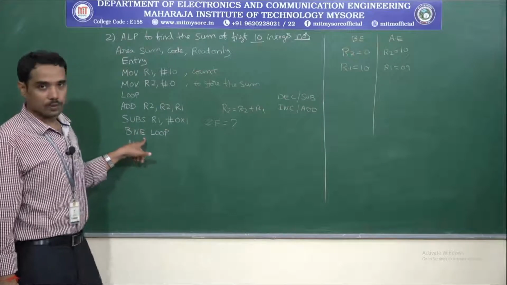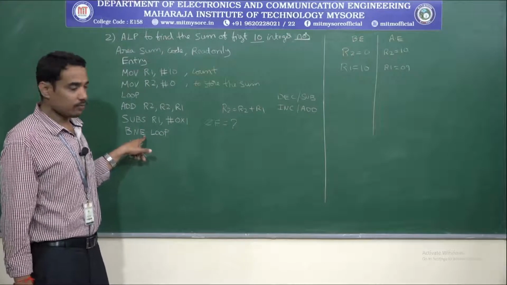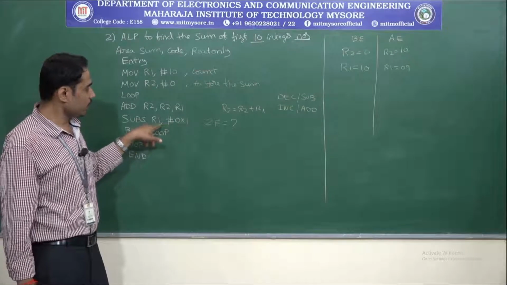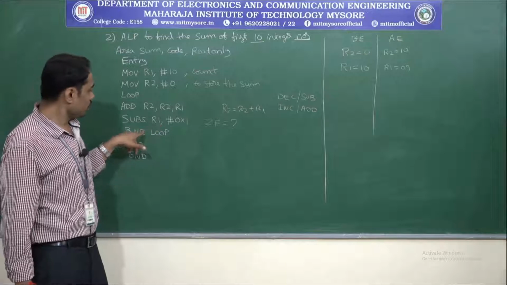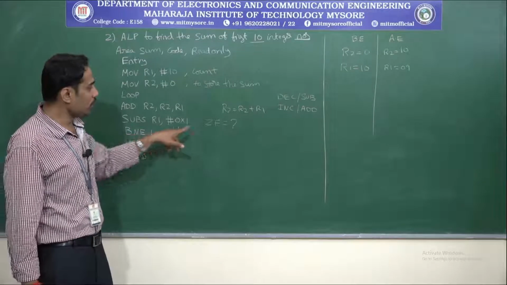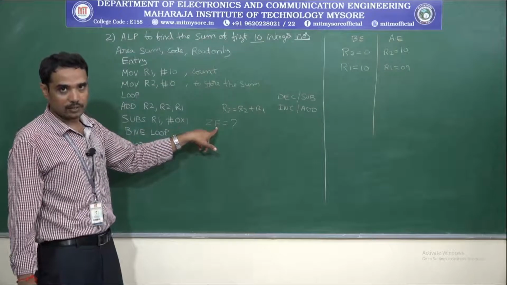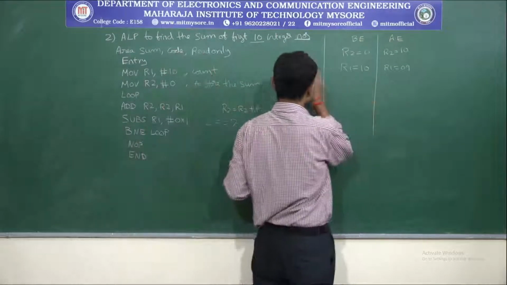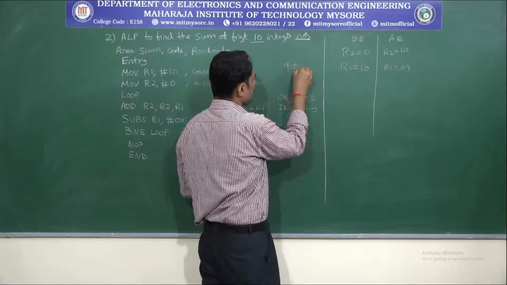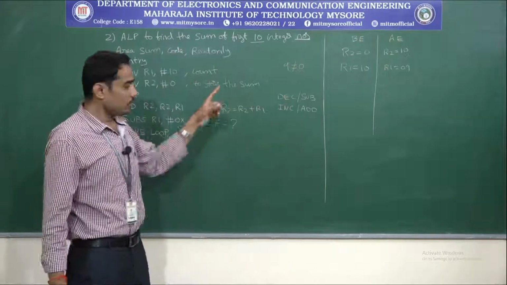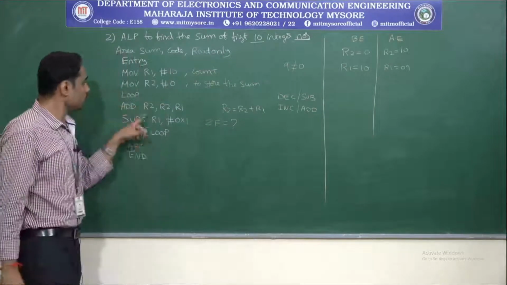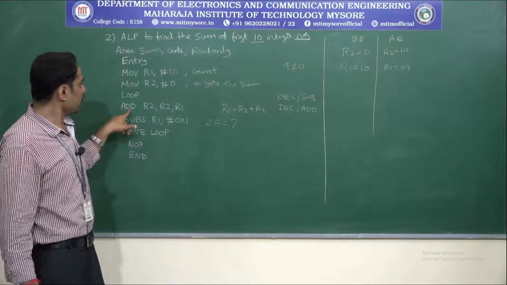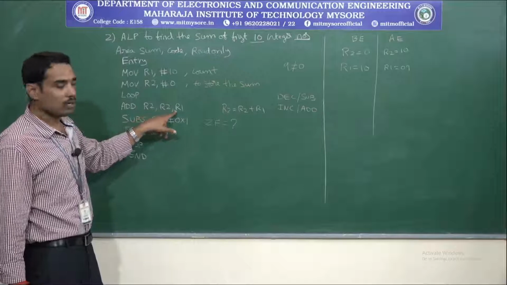Okay. Then check the condition. Branch if not equal to. That means here, after subtracting the contents of 10 by 1, not equal to refers to whether it has affected the zero flag. Is 10 minus 1, 9, equal to 0? 9 is not equal to 0. In this case, it has to go back to the loop. And once again, take the next cycle, that is ADD R2, comma, R1.